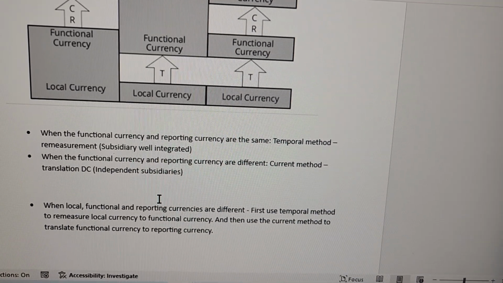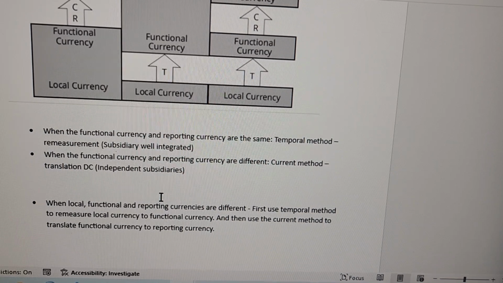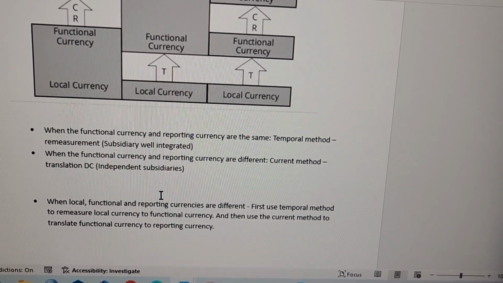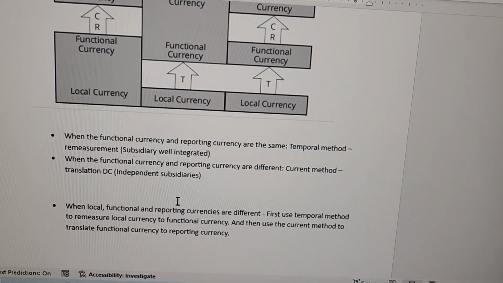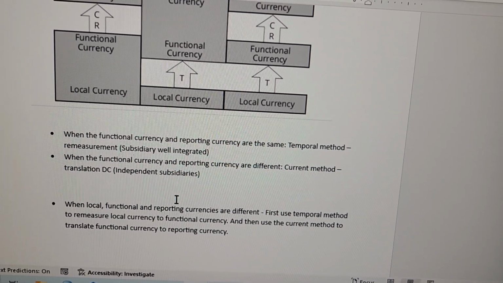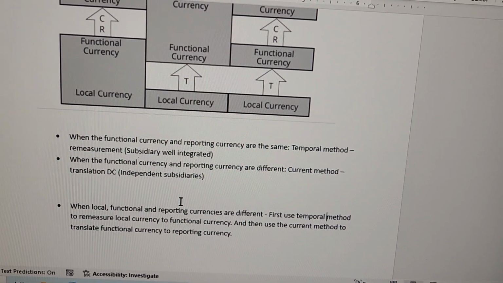And then they also talk about a case where we have hyperinflation, but I'm going to make a separate video on that. So I hope you guys understand when do we use the temporal method and when do we use the current rate method.